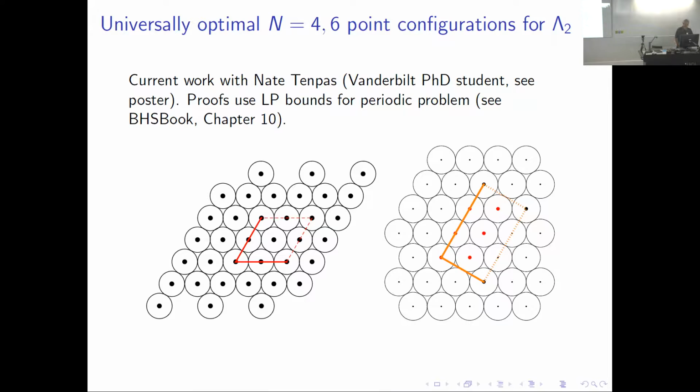I'm just about out of time. Anyway, the 6, this is a cool one. So you take these as generators, these as generators, amongst all possible 6-point configurations that are periodized with this rectangular lattice. This is the optimum.